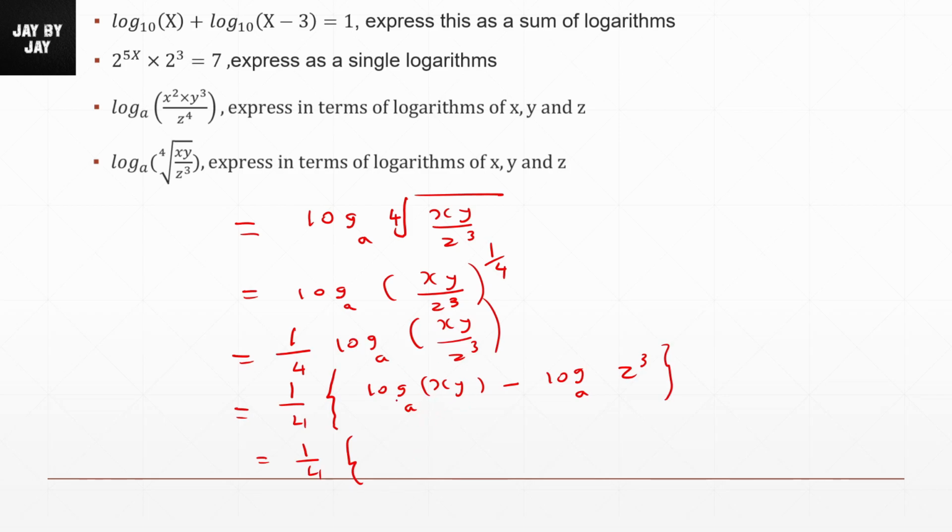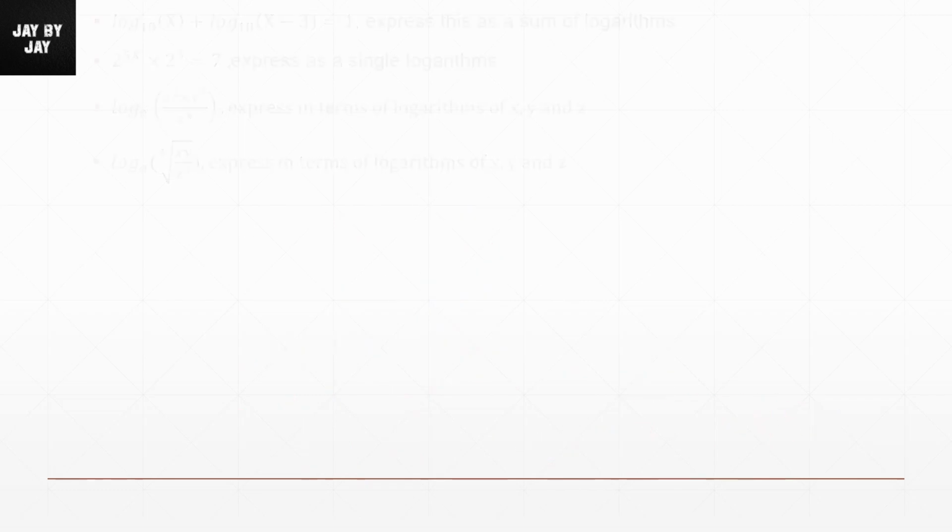Here you will get the multiplication, so multiplication will convert to addition. Here you can write log a to the x plus the same base log a to the y minus here you will get the power part. So therefore 3 is taken out in front of the logarithm function. So therefore 3 log a to the z. This is the final answer for this particular problem. So let's move to the next question.